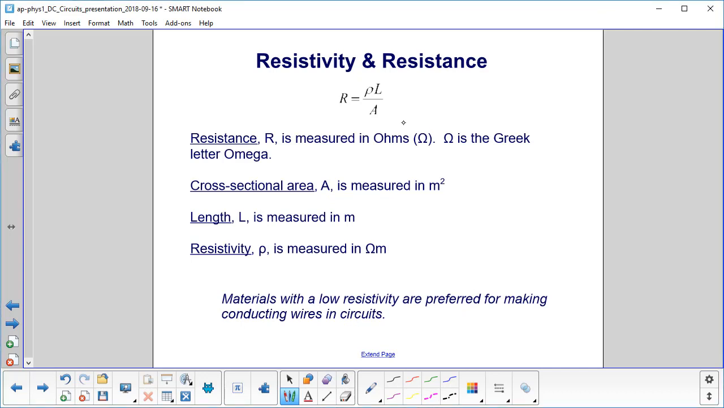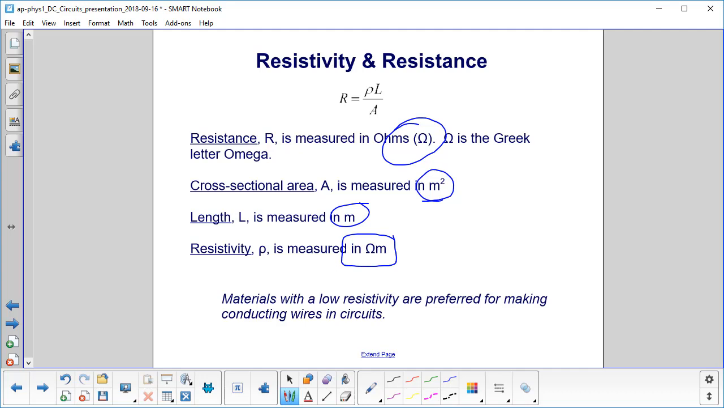Resistance is measured in ohms. Cross-sectional area is in meters squared. Wires aren't usually specified like that; typically they'd be in millimeters squared, or if they're really big, centimeters squared. But you have to convert it to meters squared for it to work in our equations. Length is measured in meters, and resistivity is in ohm meters.